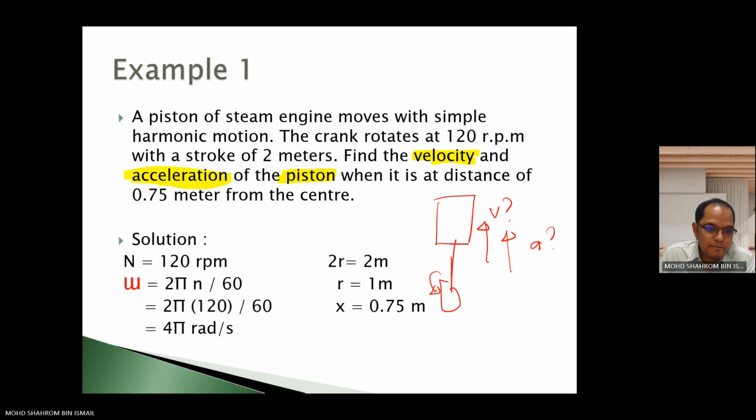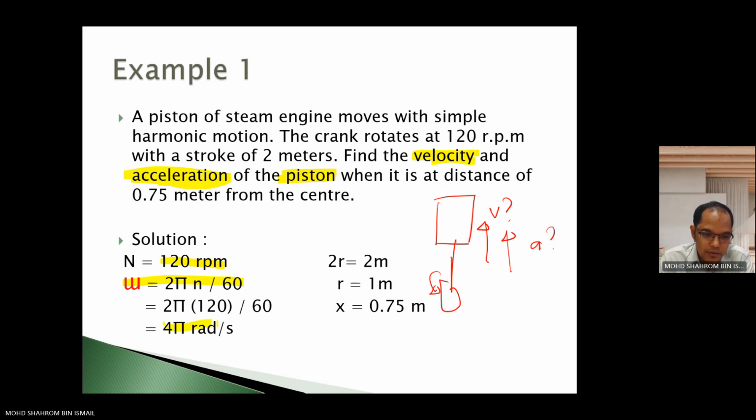A very clear one. It gives you some data here: 120 RPM, which is the rotation of the crank, the thing that drives the piston. As we know, the formula is omega equals 2 pi n over 60. Why 60? Because RPM is per minute. So basically, you get 4 pi radians per second, which is your angular velocity, your omega.